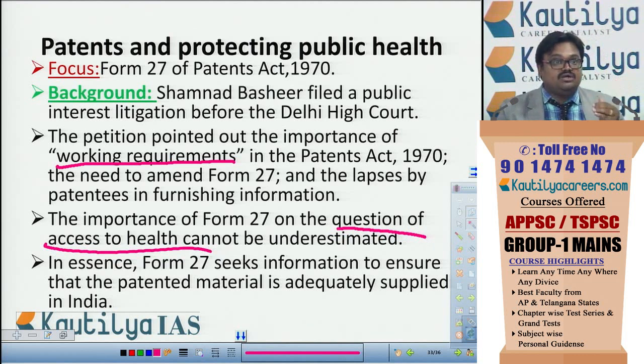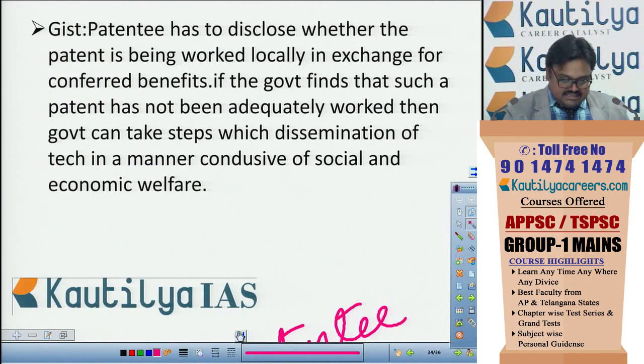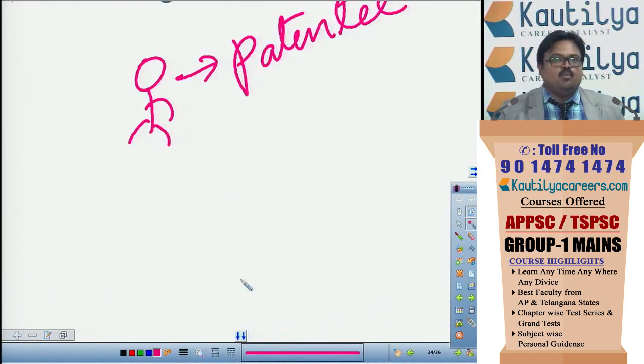Okay, let us look at what this Form 27 is. Let us take a simple example to understand what actually this Form 27 is and what its importance is. Let us say that I am a patentee, that is, I have taken a patent for a particular object. Say that I have taken a patent for this particular bottle. Once I take a patent for this bottle in the Indian Patent Office, nobody can produce such a bottle for a fixed time period. So I have a monopoly over this bottle, this structure of this particular bottle.